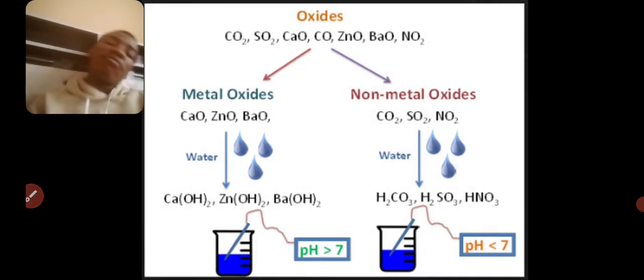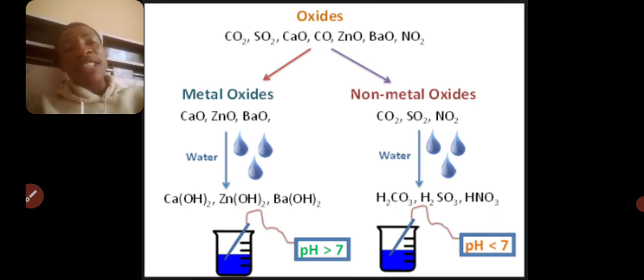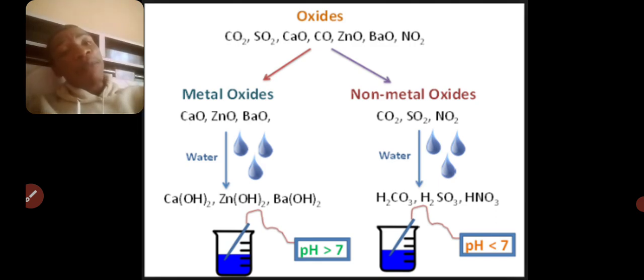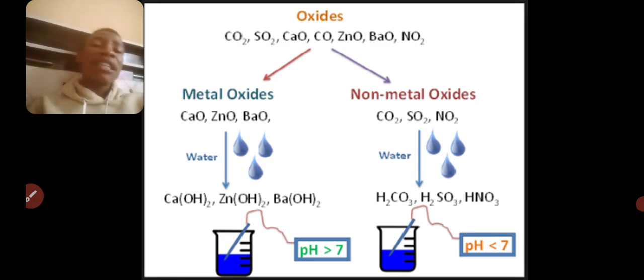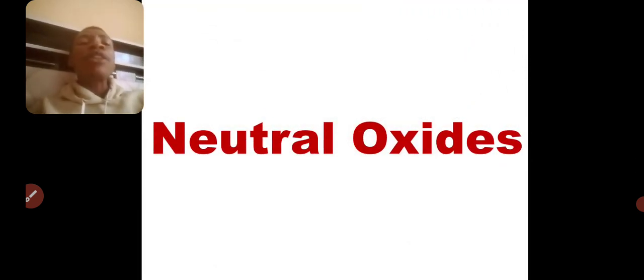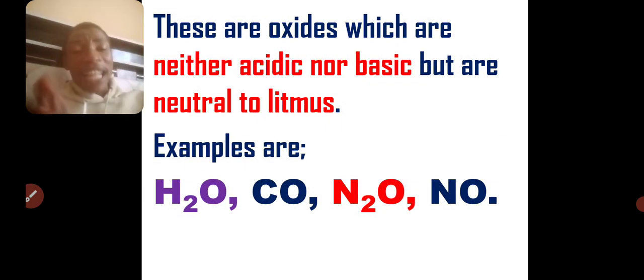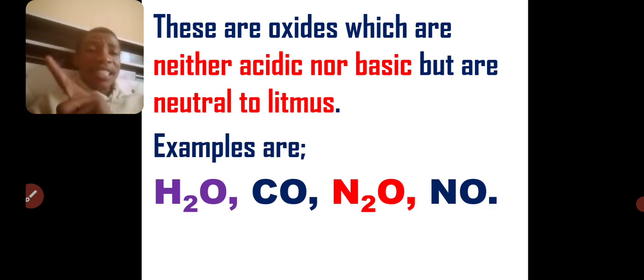So in general, metal oxides are basic oxides. In water they form hydroxides, and then non-metal oxides are acidic oxides. In water they form an acid solution whose pH is less than 7. So let's move on. What are neutral oxides? Neutral oxides are always oxides of non-metals that are neither acidic nor basic but are neutral to litmus. They are not acidic, they are not basic, but they are neutral to litmus.